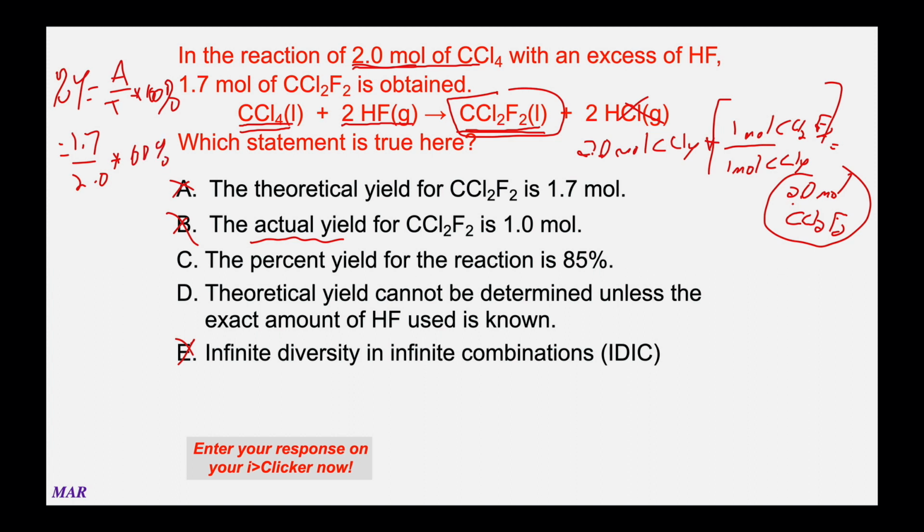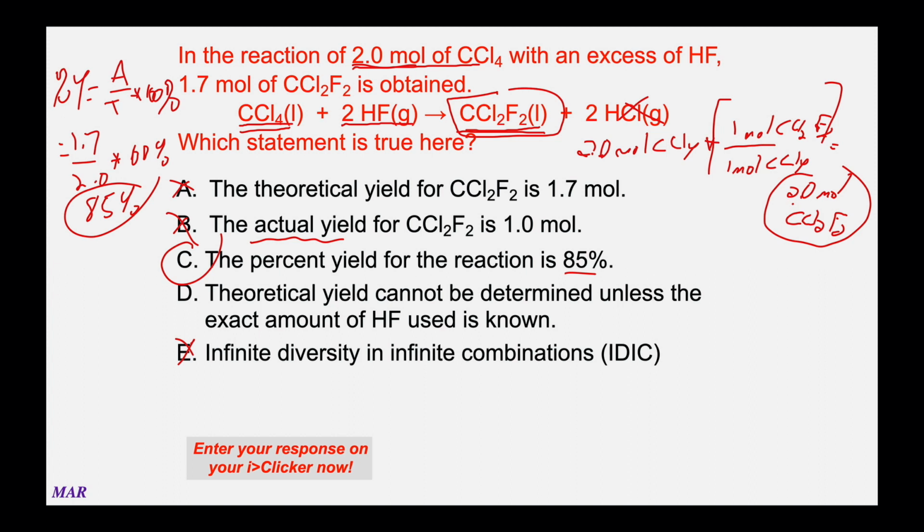And in my calculator here, I'm going to enter that in real fast. I get 0.85 times 100%. I'm getting a percent yield of 85%. So I believe answer C is correct. But let's look at D first.